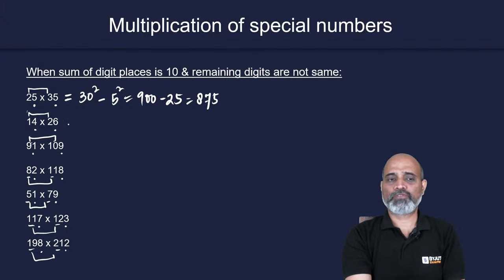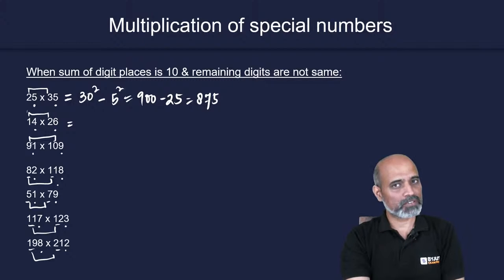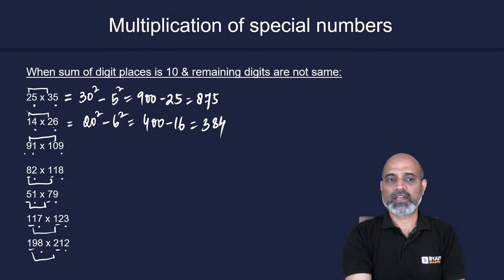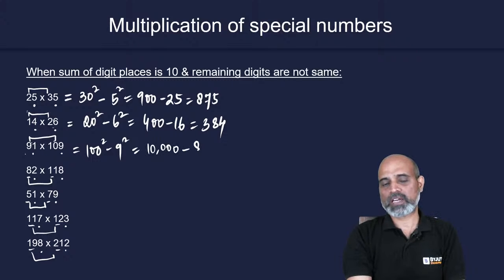Let's do the next one. 14 into 26. Which number is exactly in between 14 and 26? 20. So 20 का square minus, 20 से कितना दूर है दोनों, 6, तो 6 का square. So this is going to give us 400 minus 36, which is going to give us 364. 91 into 109. The midpoint is 100. So 100 का square minus 9 का square, which is going to give us 10,000 minus 81, which is going to be 9,919.